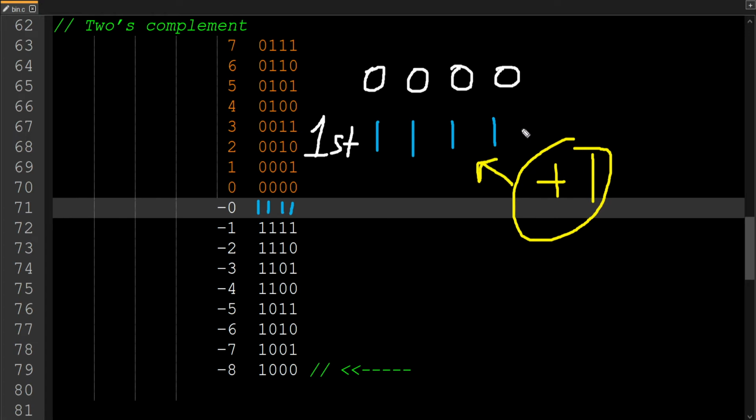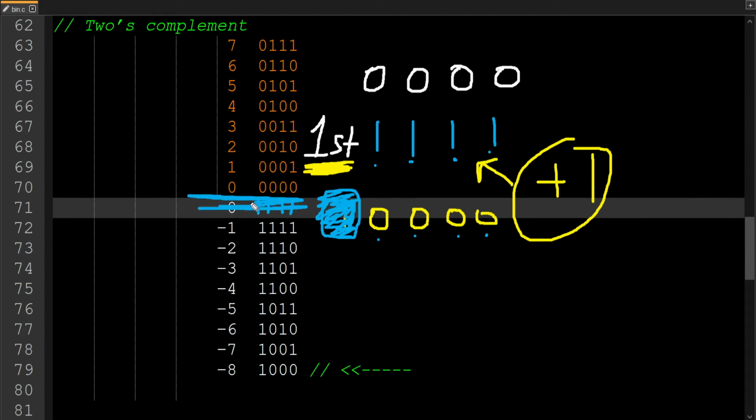If we add 1 to this one's complement, first complement representation of negative 0, we would basically get 0. You see? Because if we add 1 here, it will become this number. But for example, we have a 4-bit character, and as we have a 4-bit character, we do not use this extra bit because we have only 4 bits here, and that's why we have a proper 0.